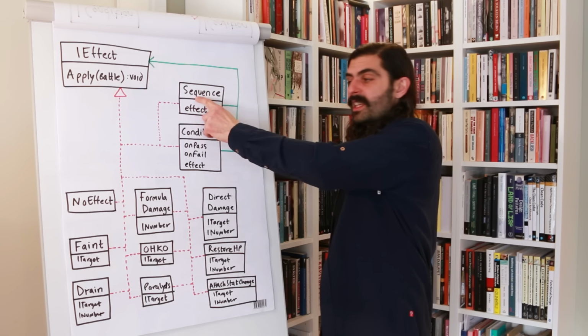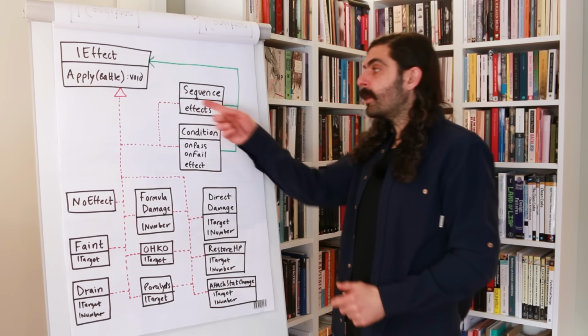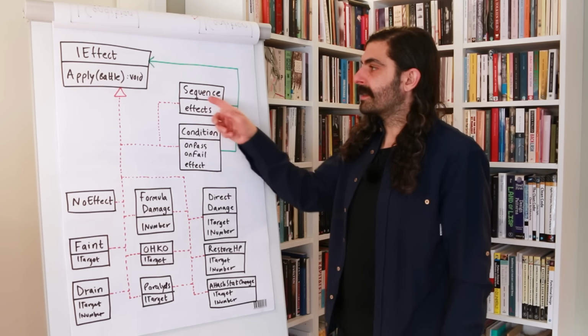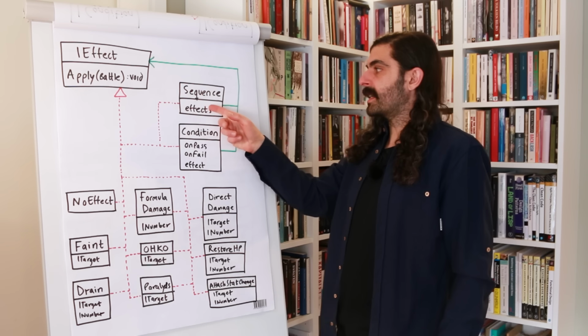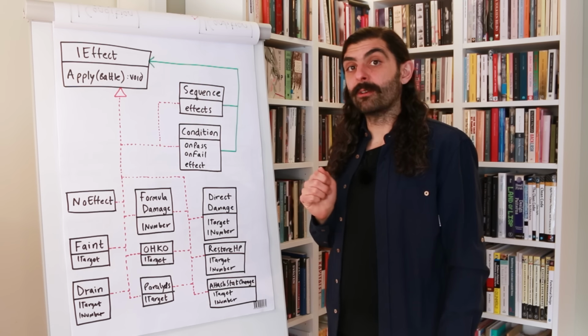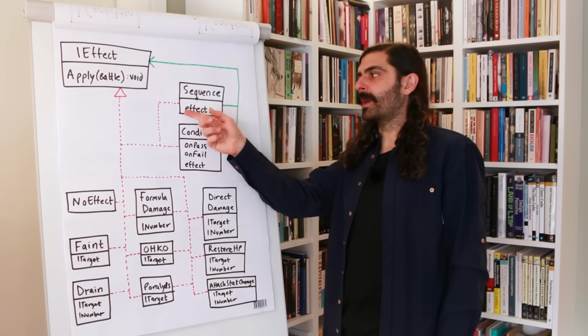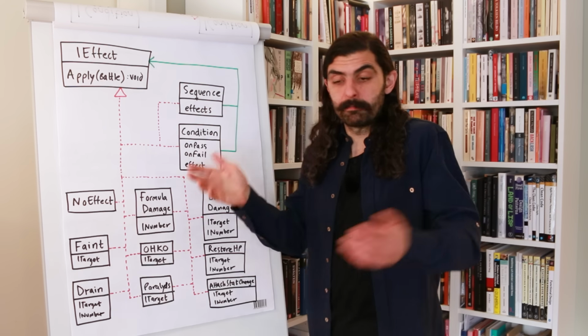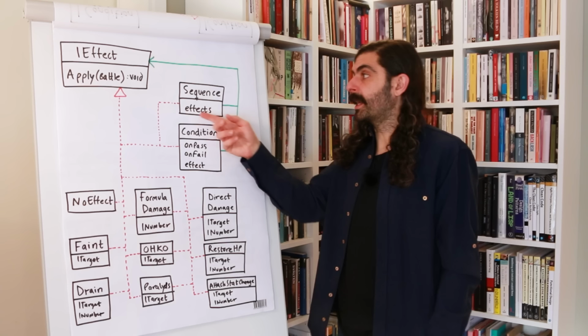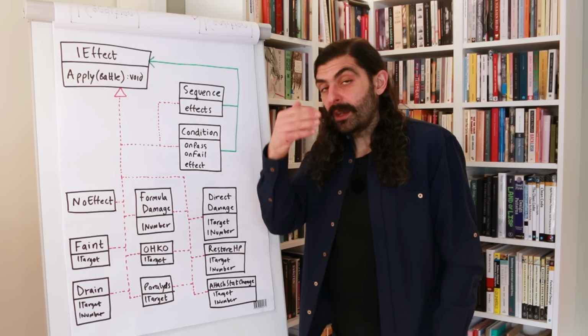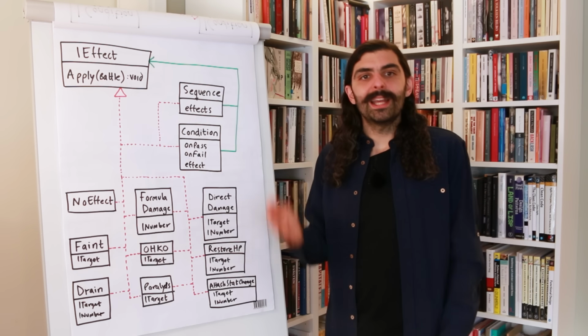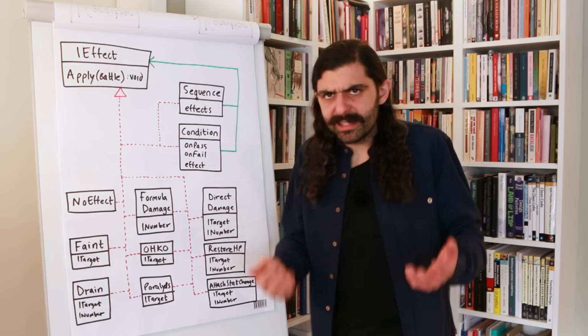The two combinators are sequence and condition. And sequence, I mean, it's very simple. A sequence is an iEffect, but it also has a bunch of iEffects. Here I haven't specified the type, I've just written effects, because you could model this as a list or whatever you want. But a sequence contains a number of effects. And what does it do? It executes the effects in sequence.